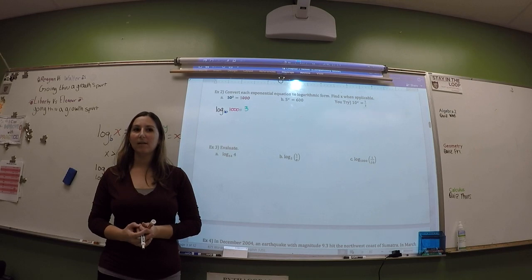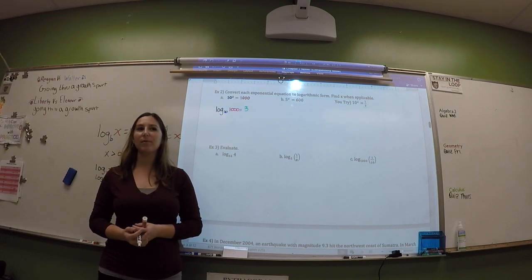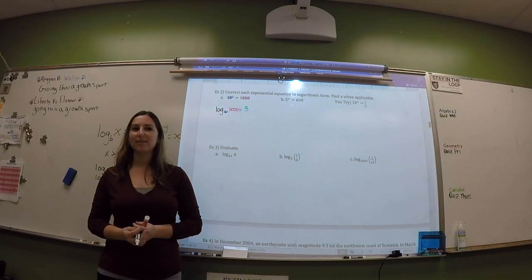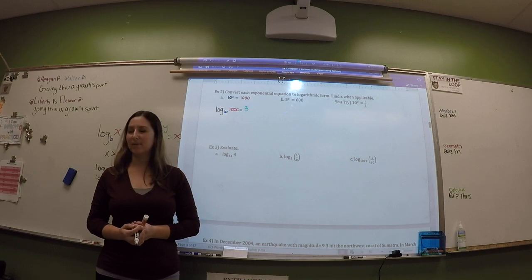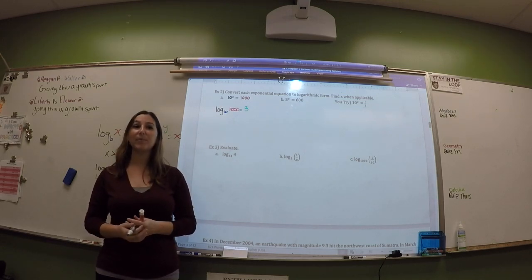125. What's 5 to the fourth? 625. So we're already above 600, so what is it? 5 to the 4-point-something is a decimal. It's not a rational number.